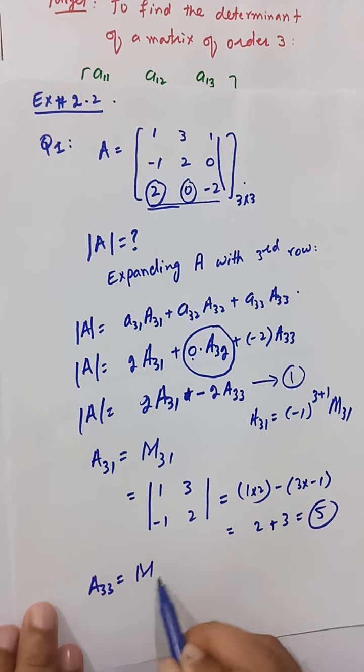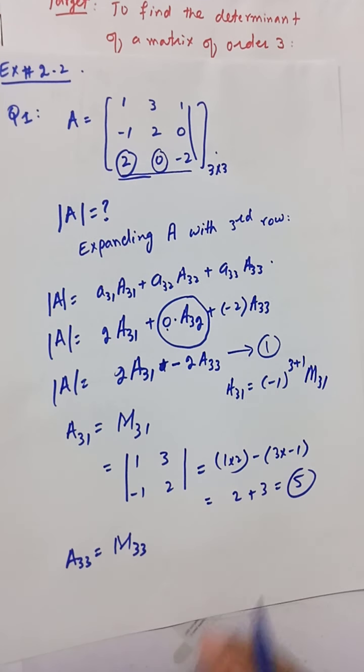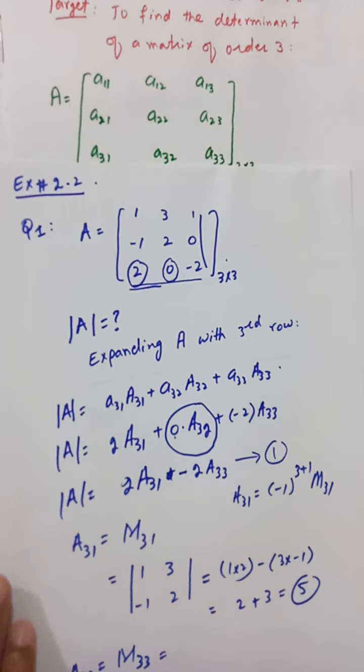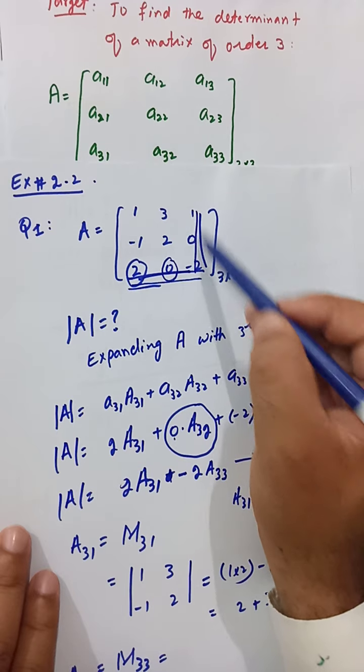Now I am finding A33. A33 will also be equal to M33, because 3 plus 3 is 6, 6 is even, and minus 1 power 6 is plus 1. So cancel out the third row and third column.